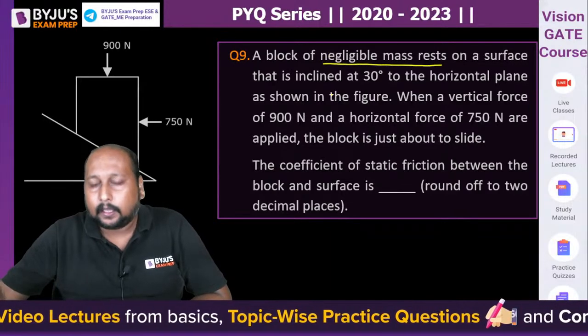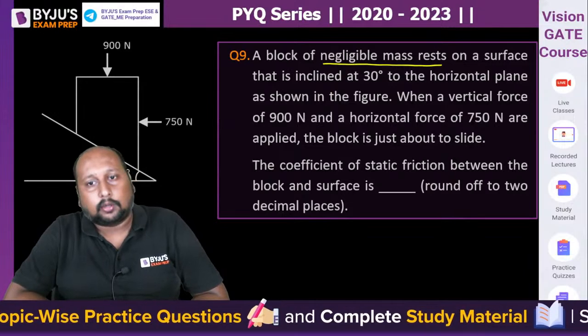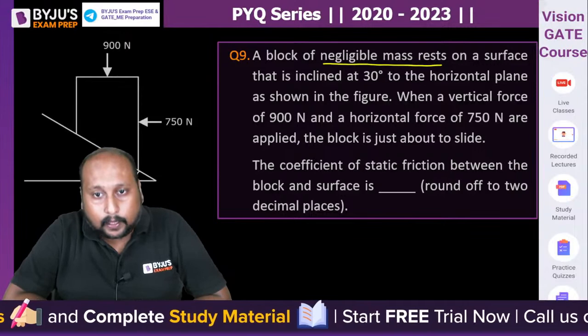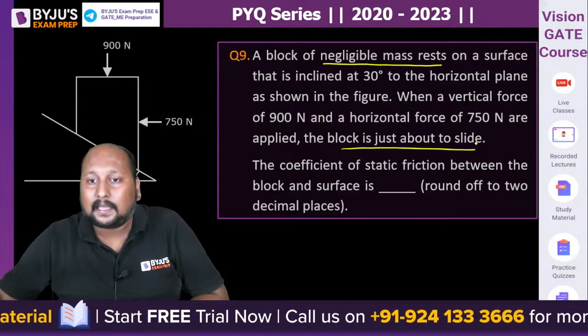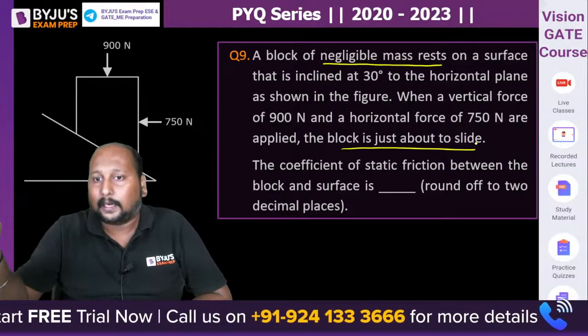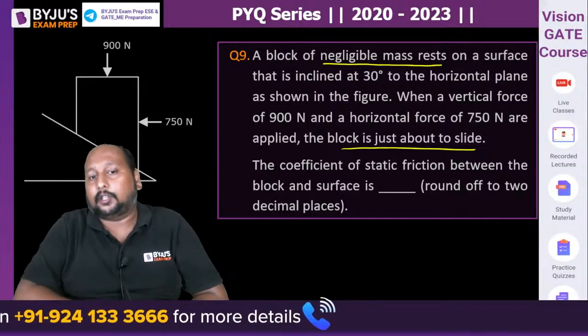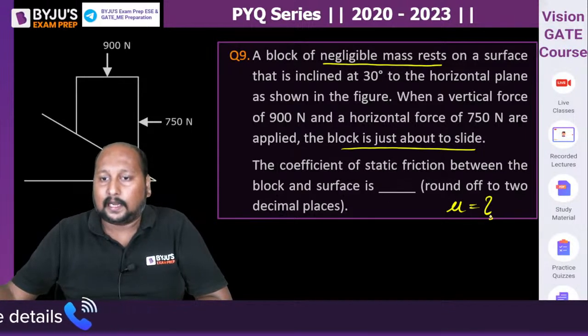A block of negligible mass rests on a surface that is inclined at an angle of 30 degrees to the horizontal plane as shown in the figure. When a vertical force of 900 and a horizontal force of 750 Newton are applied and the block is just about to slide, that means impending motion, an equilibrium condition. They are asking the coefficient of static friction mu between the block and the surface.